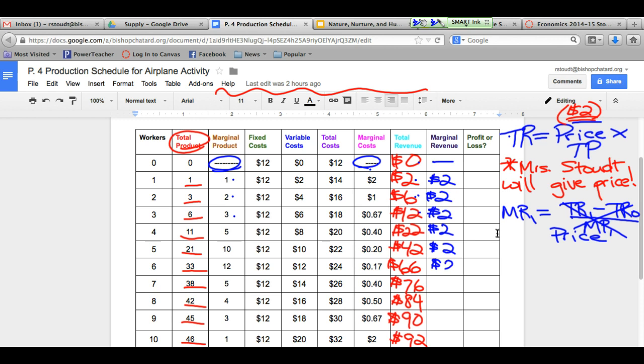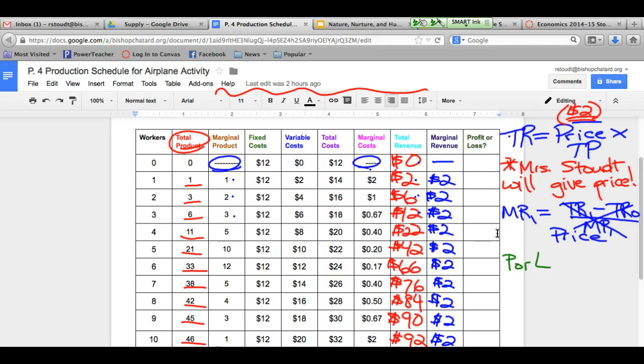And if you remember, the last one you can't do, and it's also a line, because our marginal product is also negative. Because our marginal product down here is negative, we cannot divide by a negative number. We're going to get a negative revenue. That doesn't make any sense whatsoever. So as a result, we just have a line, we can't do it. All right, last column. Last column is our profit or loss column.